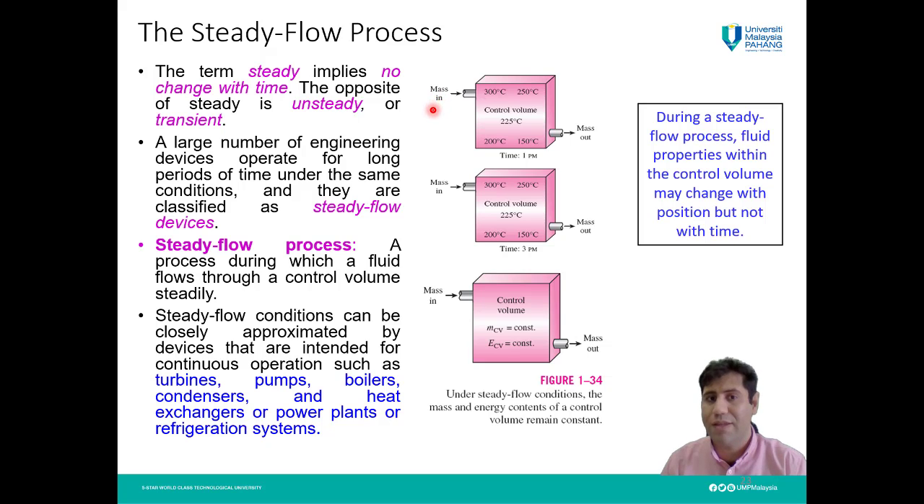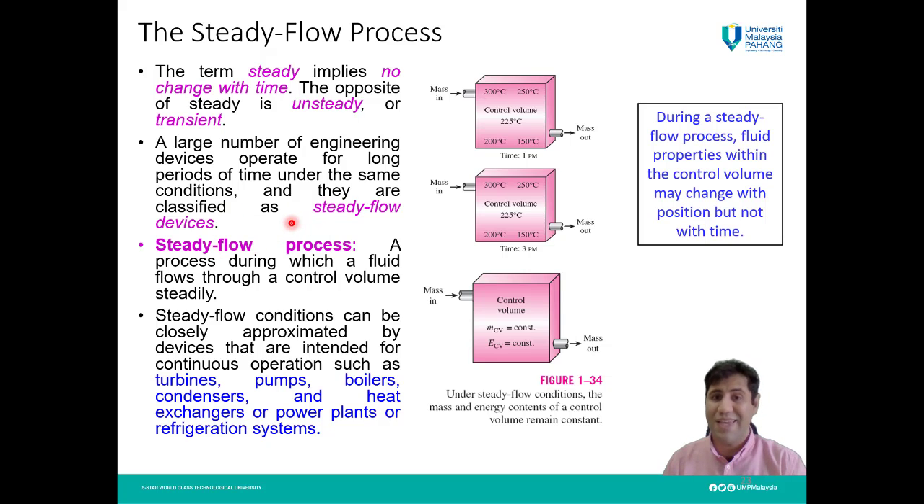So the mass flow rate is constant with time. So it is steady, no change with time, and it is not effective on the system. So we have a steady flow process. A large number of engineering devices operate for long periods of time under the same condition, and they are classified as steady flow devices. About the turbines, I don't know if you know about it. What is a turbine? A turbine is a device in which the flow comes to the propeller and produces energy, produces movement or work for us. But the flow rate is constant.